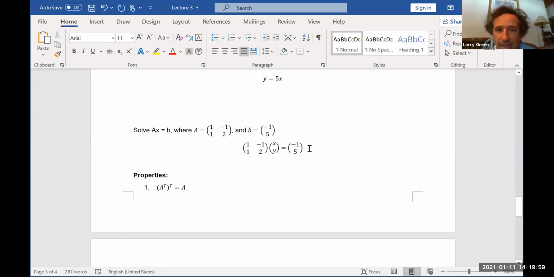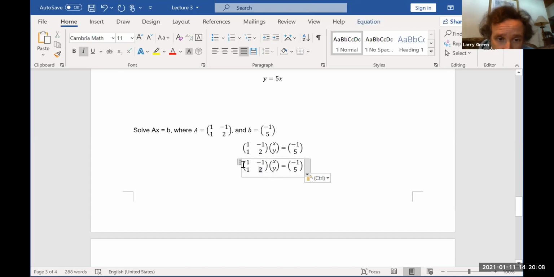And I can write xy is equal to this matrix 1, -1, 1, 2 inverse times -1, 5. Any questions on that? Okay, and if you know what the inverse is, this is actually pretty easy. Do you agree?